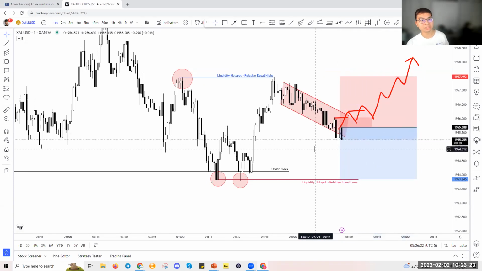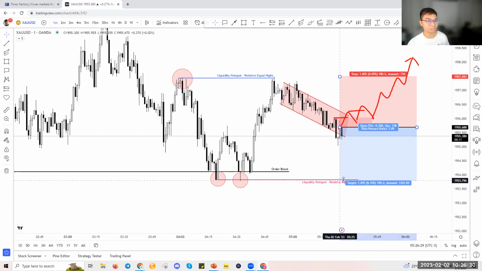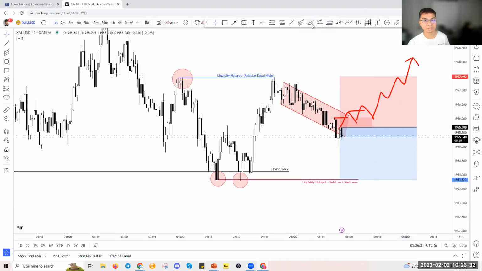So let's theoretically say we had taken the sell, price seems to be heading down. We might potentially see price clear out the relative equal lows.